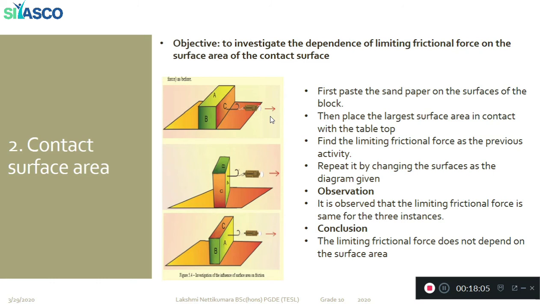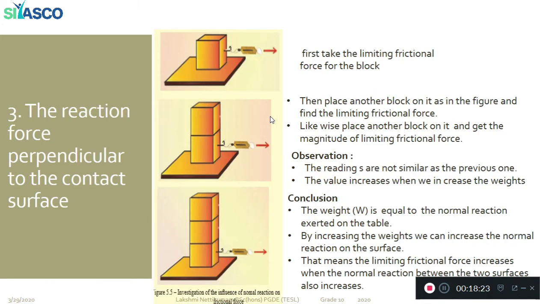So you will be able to observe that the limiting frictional force is the same for the three different surfaces. Therefore, we can conclude that the limiting frictional force does not depend on the surface area. The third one is the reaction force perpendicular to the contact surface.